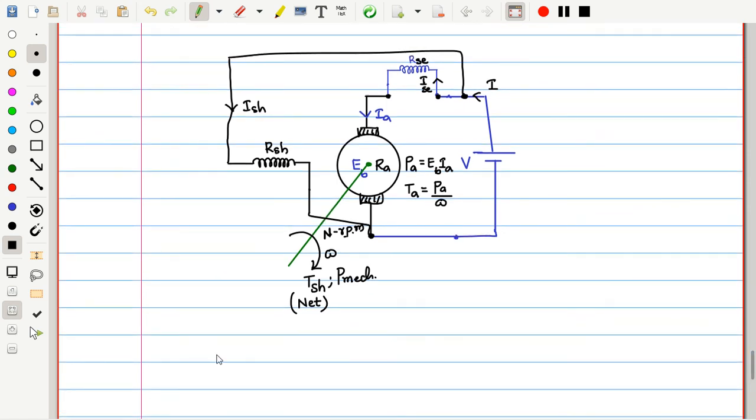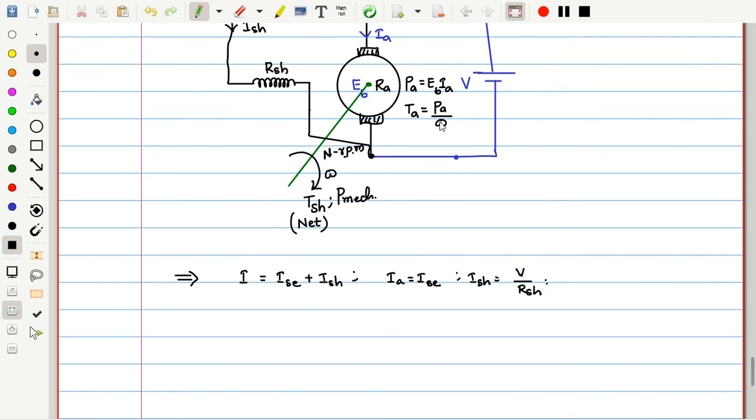Now for a compound machine, let me quickly write down these things. I is equal to ISE plus ISH, and IA is equal to ISE. This is a long shunt DC motor, and the remaining expressions are the same. You can also say ISH is equal to applied voltage divided by RSH. Just from the circuit analysis you can make these expressions clear. Apart from this, the power expressions and torque expressions remain the same, no change in that.